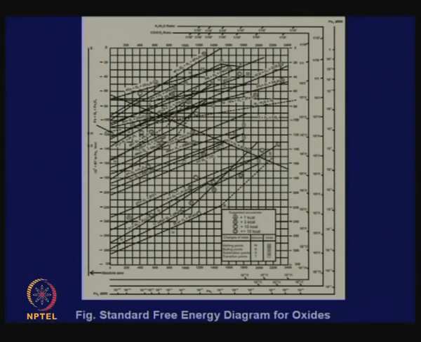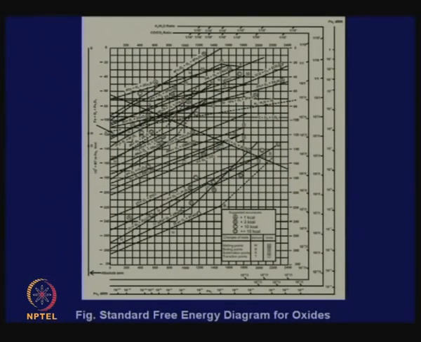So, you have understood that these lines represent variation of free energies of formation with variation in temperature. The positive slope is because of delta S naught, which is because of disappearance of oxygen, the entropy represented by oxygen on the left hand side.